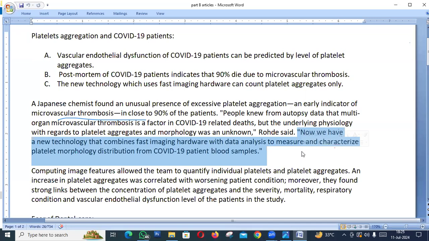So C is wrong or is correct? C is right. C is correct. And also, sir, can you read the second paragraph, first line? It's given computed image features. Computed image features will be given by the new technology process, right? So those features, and those who gave the answer A, for you, why is C wrong?